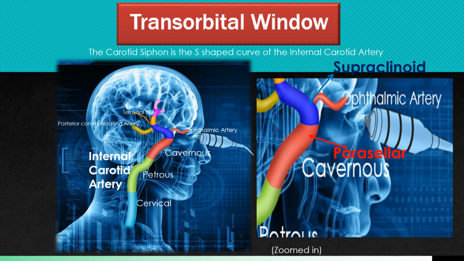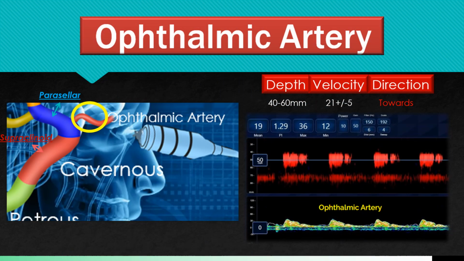Next, we will discuss the transorbital window. The orbital technique, as you can see here, is scanning over the top of the closed eye. Most commonly, you place the probe directly over the center of the closed eye when you're looking for your ophthalmic artery. The vessels that you will insonate through your transorbital window are your ophthalmic artery and carotid siphon. The probe is placed over the center of the closed eyelid to obtain your ophthalmic artery.